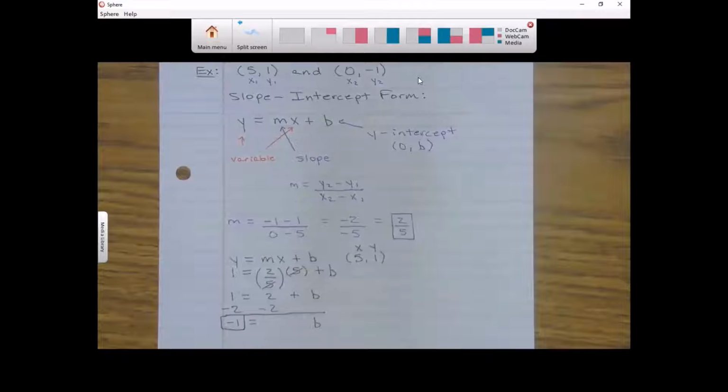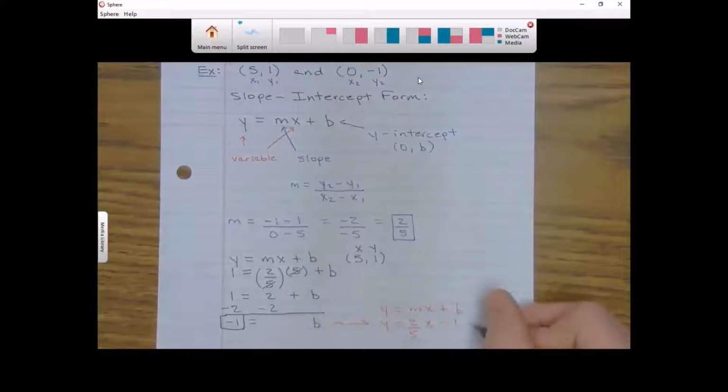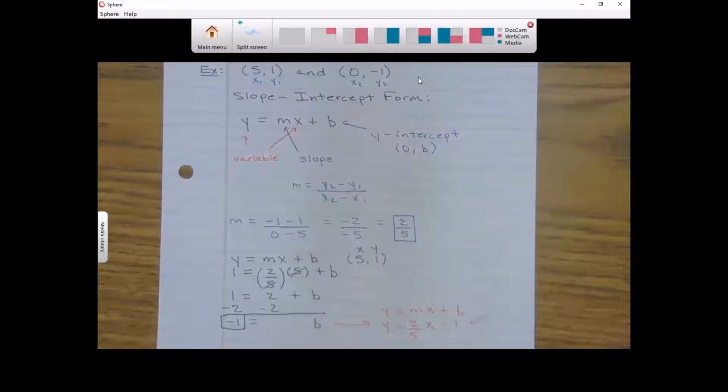Okay, so now I have enough information to write out my slope-intercept form. We know that y equals mx plus b. I'm going to let y be a variable. I'm going to let m be my slope, which is 2/5. And I'm also going to let x be a variable. But then what is my y-intercept? My b, that's going to be -1. So now I have y equals 2/5 x minus 1. And that's going to be my answer.